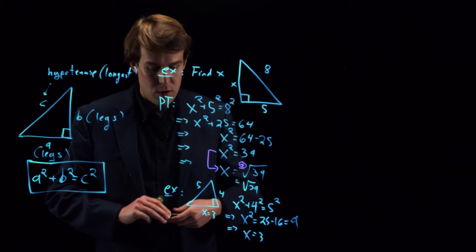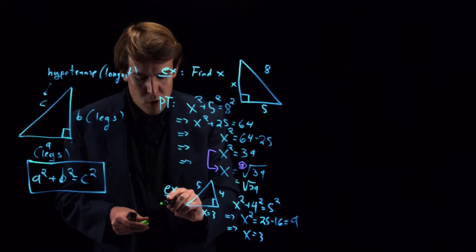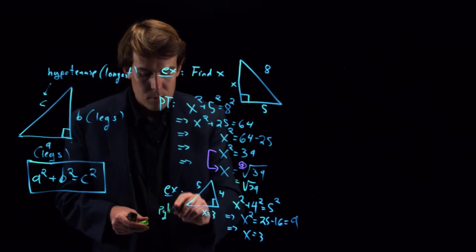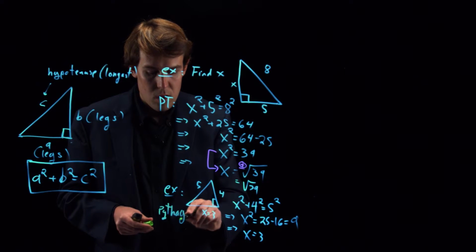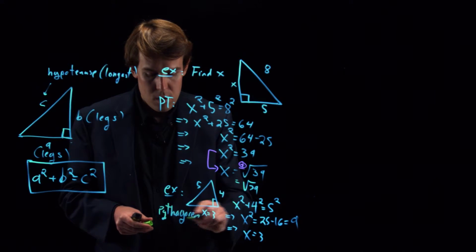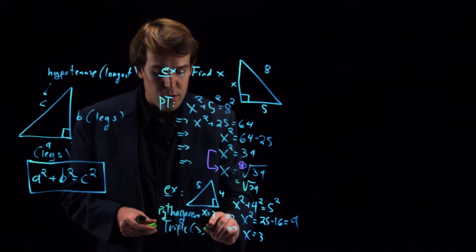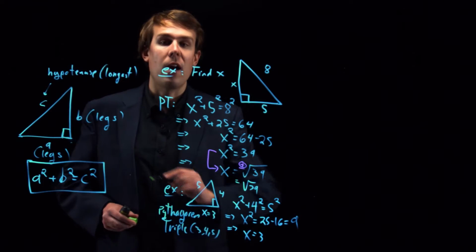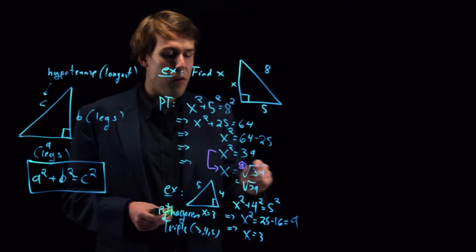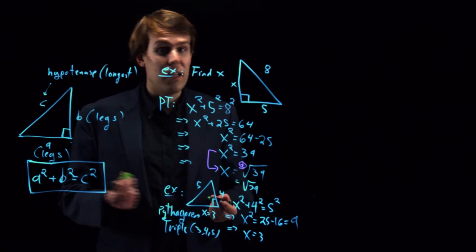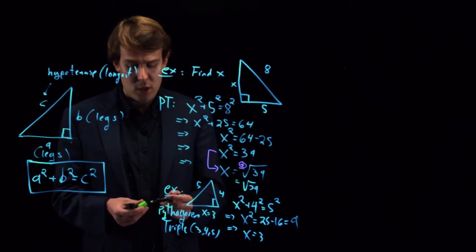This is very special. This is what's called a Pythagorean triple. Rather, the triple 3, 4, 5 is a Pythagorean triple. Here, square root of 39 is not an integer. It's some infinitely long decimal expansion.